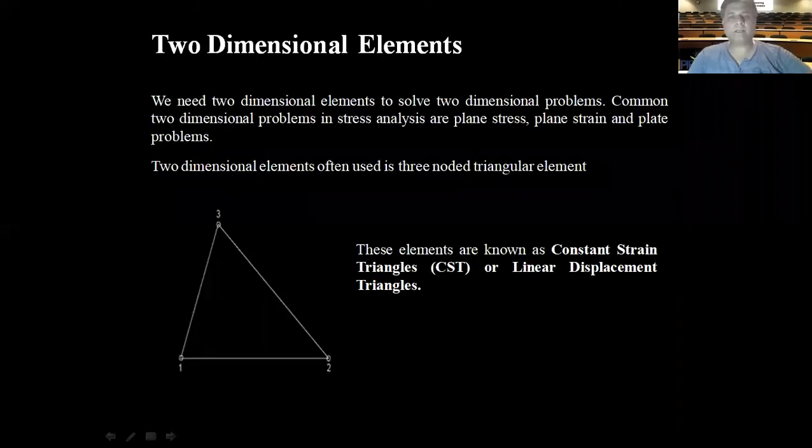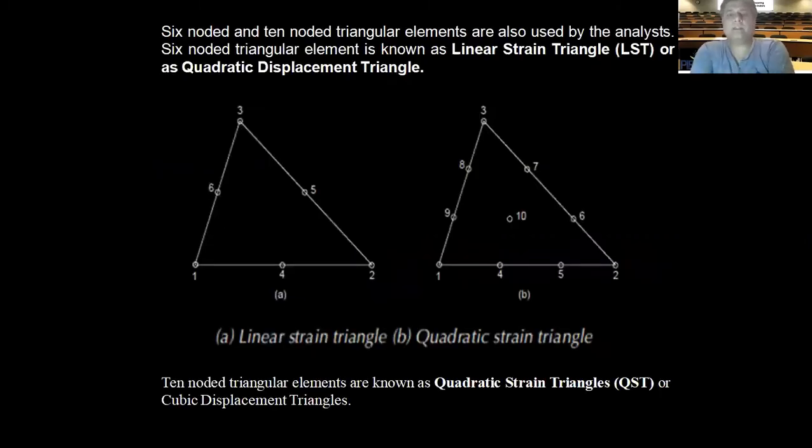So these elements are also known as the constant strain triangles, CST, or linear displacement triangles, because this triangle exhibits constant strain throughout the analysis domain. Now there are also examples of 6-noded and 10-noded triangular elements, and they are used by the analyst. The 6-noded triangular element is known as linear strain triangle or as quadratic displacement triangle.